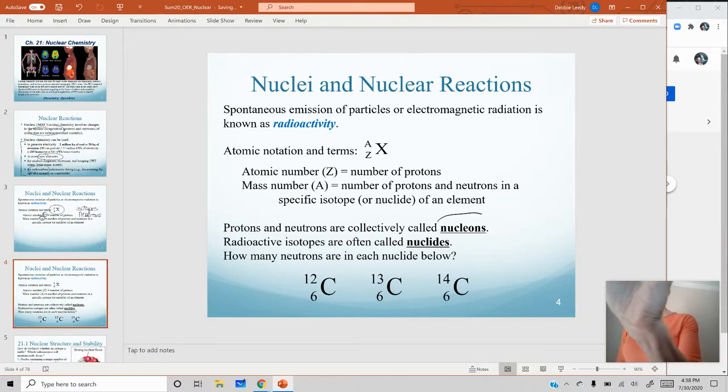Some terms that we will often use or hear when we talk about nuclear reactions: protons and neutrons are collectively often referred to as nucleons because they're the particles in the nucleus. And radioactive isotopes are often called nuclides.